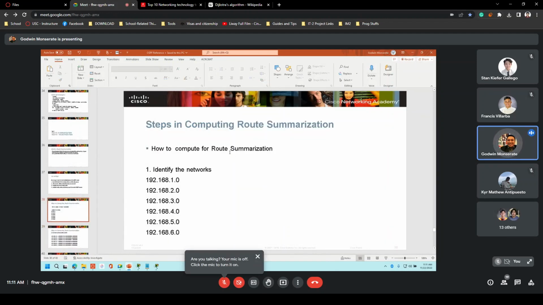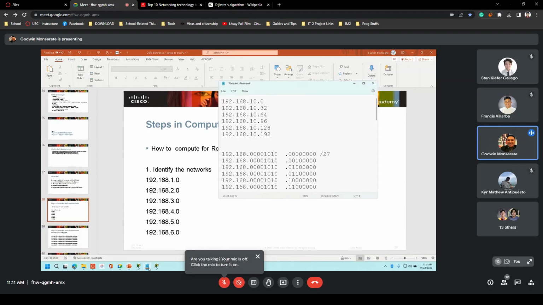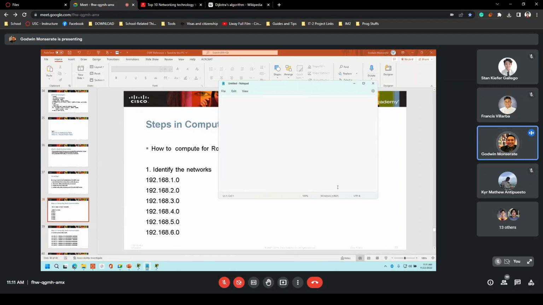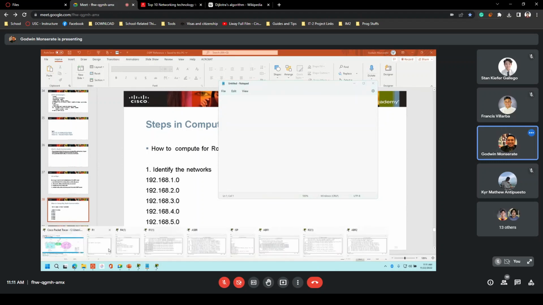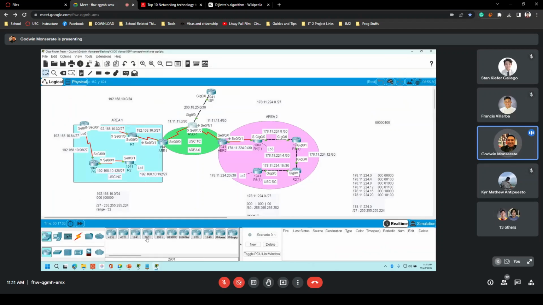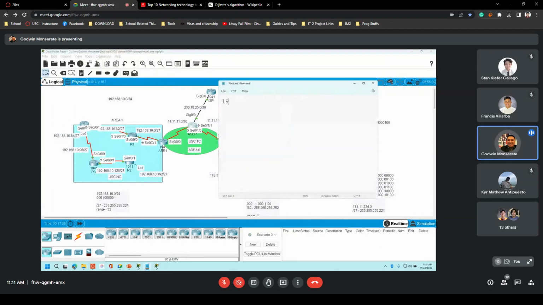So how do we compute for route summarization? You identify all the networks. So in our network here, we have to identify the networks. What are the networks present? The 192.168.10.0 network, the 32 network, if I'm not mistaken the 64 network, the 96 network, the 128 network, and the 192 network.